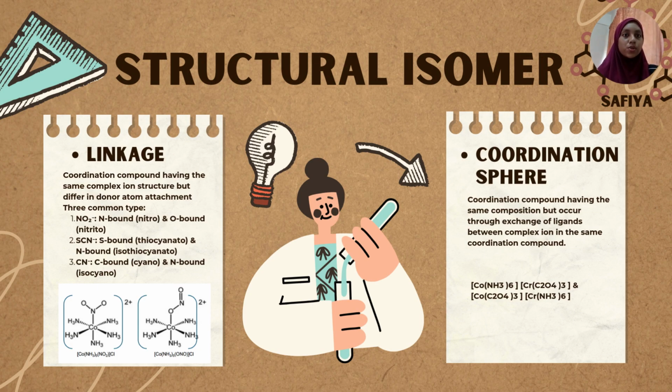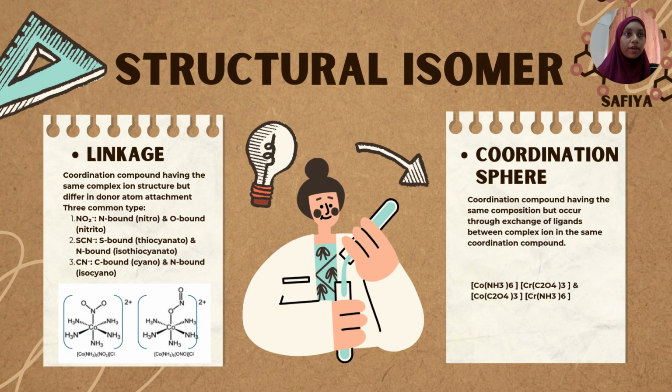The next structural isomers are linkage isomers. Linkage isomers use the same ligands but connect through different atoms. There are only 3 common types of it. The first one is nitrite. It can bind through nitrogen as nitro or through oxygen as nitrito. The second one is thiocyanate. It binds through sulfur as thiocyanato or through nitrogen as isothiocyanato. The third one, which is the last one, is cyanide. It binds through carbon as cyano or through nitrogen as isocyano.